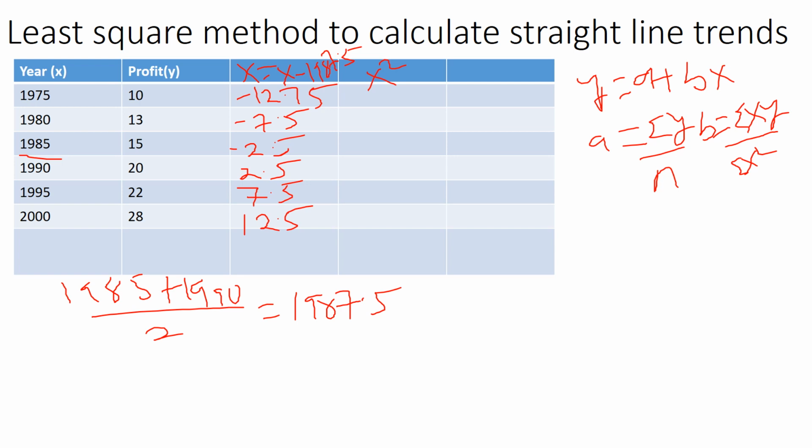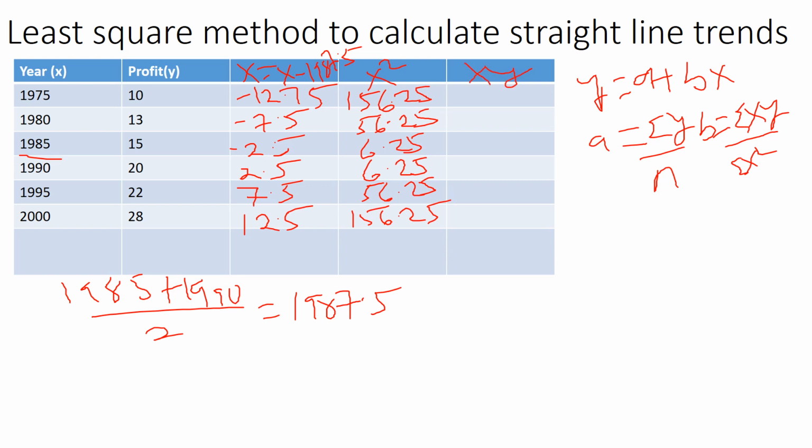So from that we can calculate the x squared column, and here we are going to have negative 12.5 squared, we get 156.25, and then negative 7.5 squared, we get 56.25, and then negative 2.5 squared, you get 6.25, and then 2.5, still we get 6.25, and then we have 7.5 squared, we get 56.25, and then 12.5, we get 156.25.